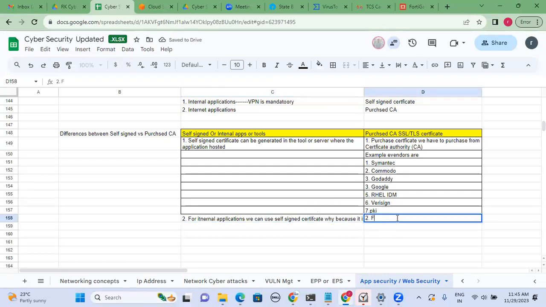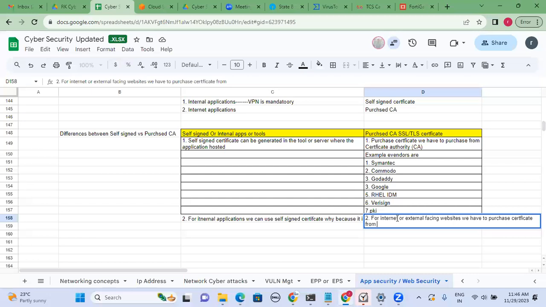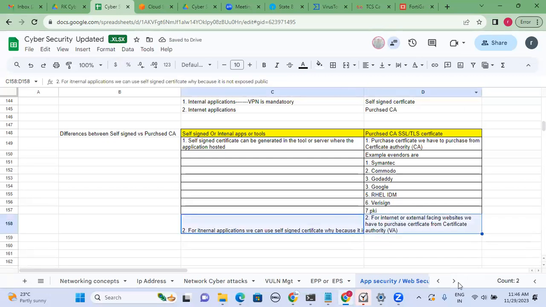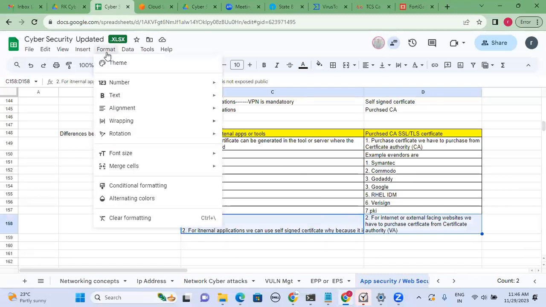Second, for internet or external facing websites, we have to purchase the certificate from a certificate authority. That's nothing but CA. Clear now? So this is the way we can purchase the certificates, and this is the overall concept for the certificate side.